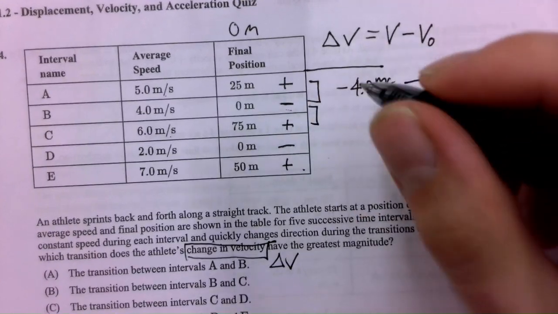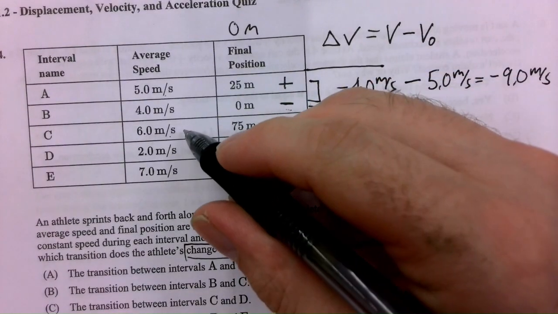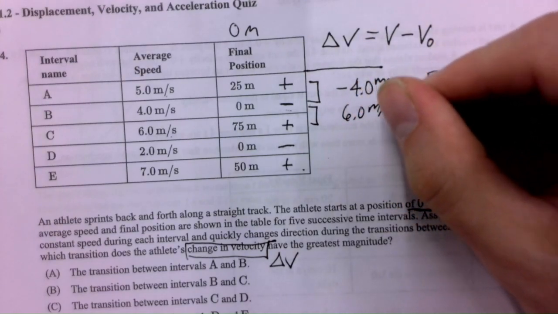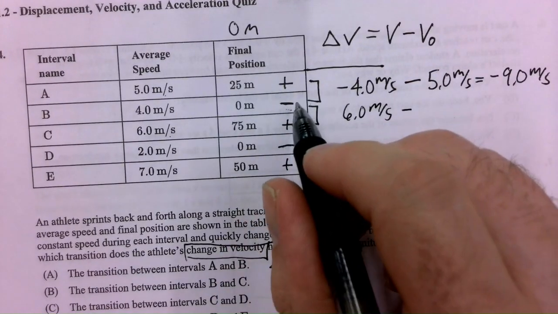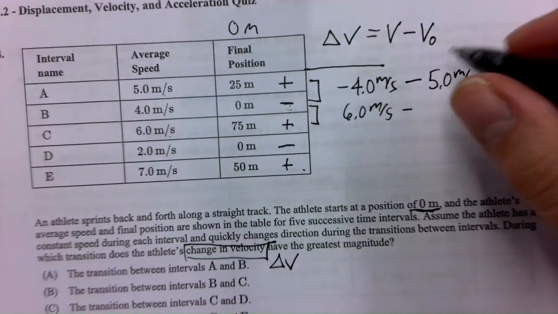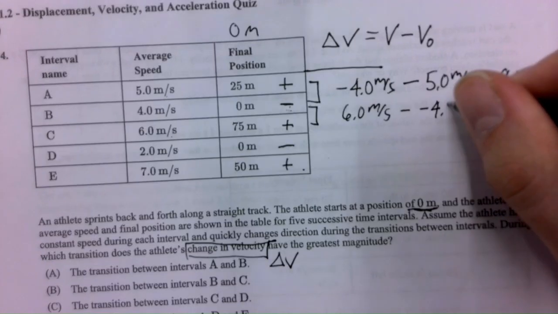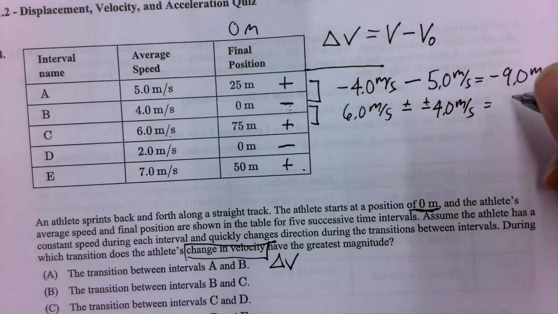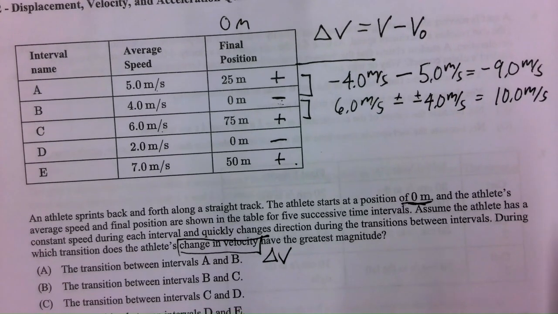For the next interval, we end at positive 6 meters per second. We started at negative 4 meters per second. So this is minus minus, which will end up being addition. And we get a change in velocity of 10 meters per second.